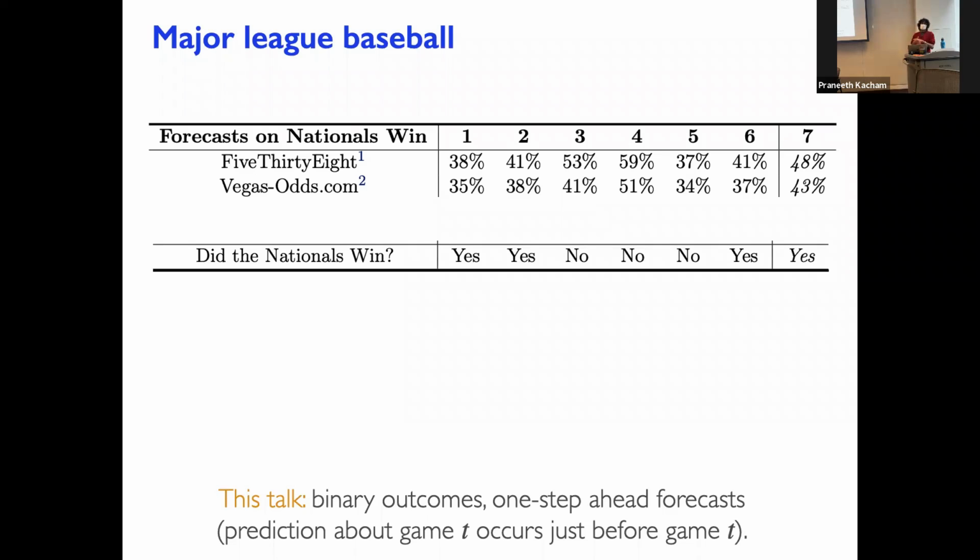And for this talk, I'm going to keep it simple: just binary outcomes and 1 step ahead forecasts, which means that I don't forecast all 7 games at the very start. I just forecast before each game. In the paper, we have extensions to lots of other settings, but for simplicity, this is going to be the setting.